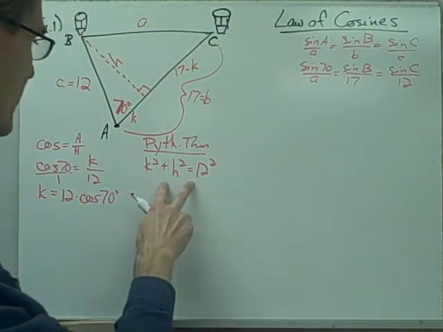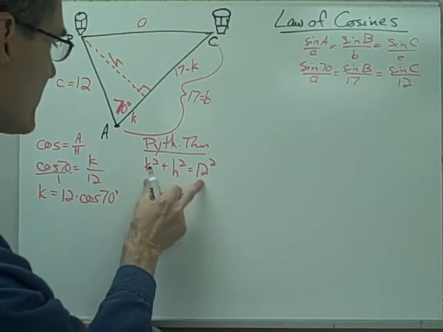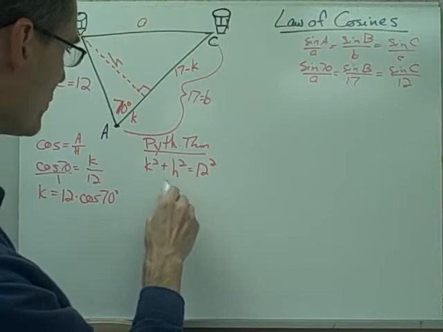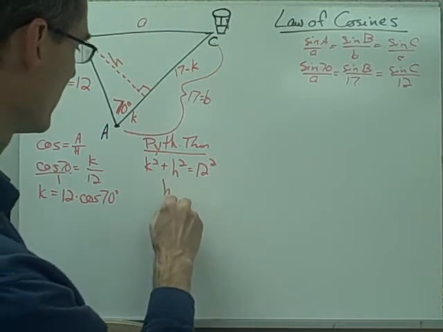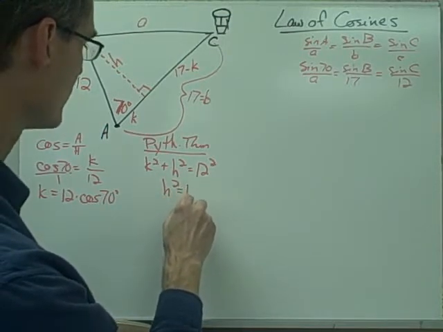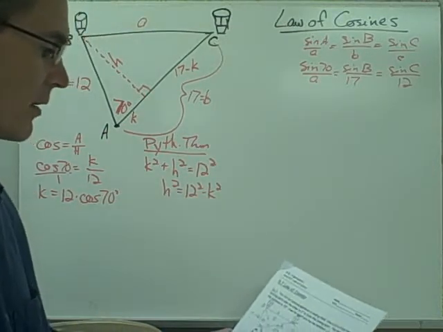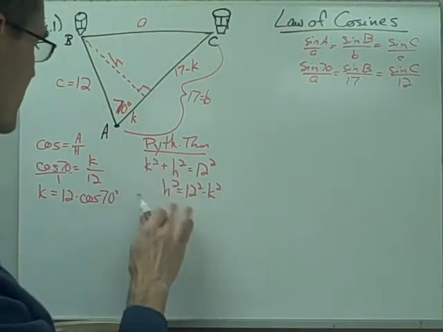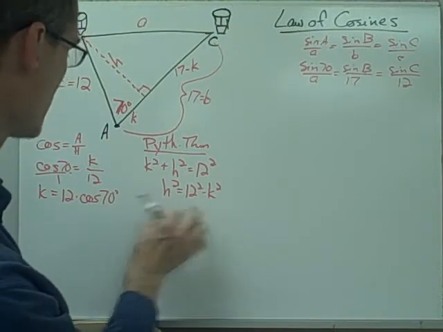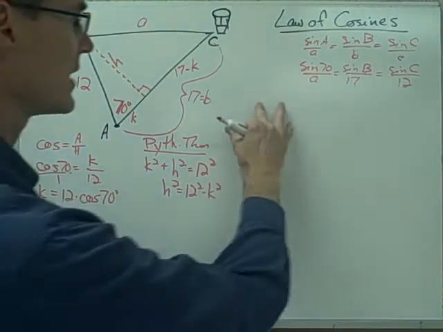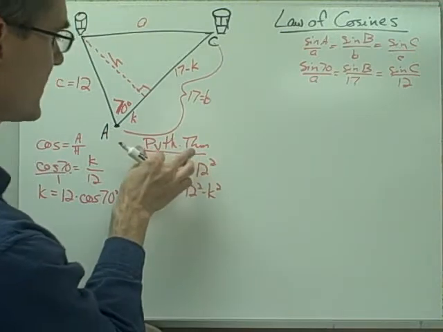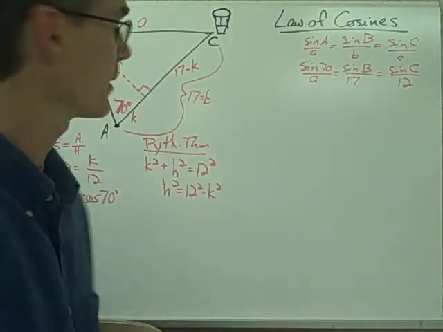And now what I want to do is solve this for h squared. That is, let me rewrite this. Let me move the k squared over here. So I've got h squared equals 12 squared minus k squared. All right, and now I'm going to leave this in this form. I'm going to use this and this in just a minute in this second version of the Pythagorean theorem that I'm going to set up.